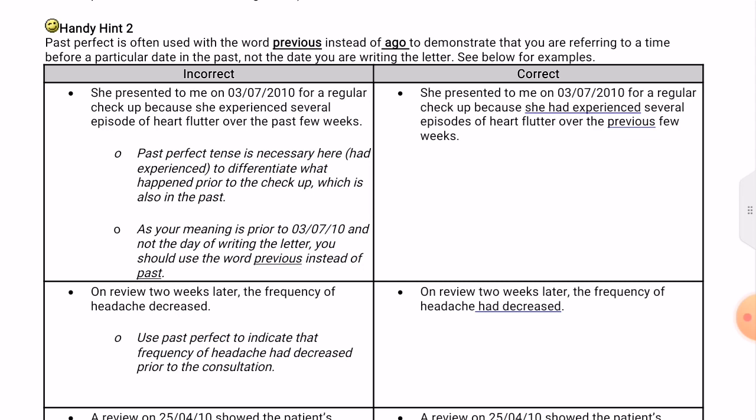On review, 2 weeks later, the frequency of headache decreased. So this is the incorrect one. Now let's see the correct one. On review, 2 weeks later, the frequency of headache had decreased. Right? So here the helping verb is given. Past perfect is used to indicate that the frequency of headache had decreased prior to the consultation. So this is the explanation for that incorrect sentence.